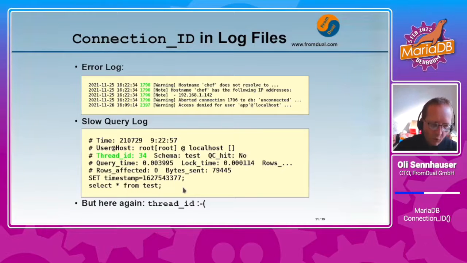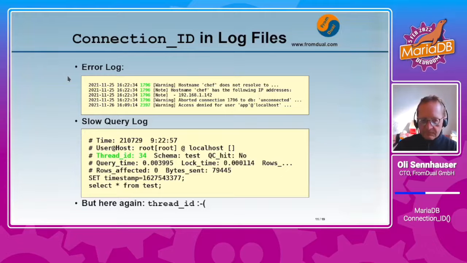Then, where can we find the connection ID in the log files? In the MariaDB Error Log, the connection ID is also listed. It's here at the second position. This is the connection ID of your MariaDB connection. So you can easily find out which connection has caused this MariaDB Error Log warning.